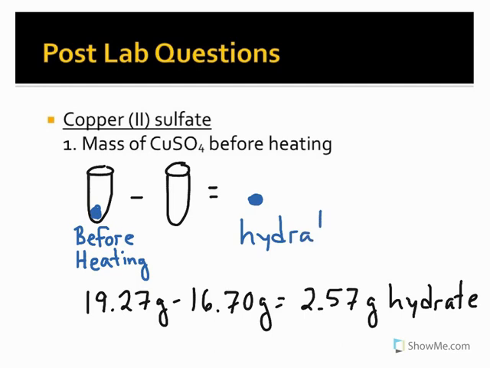The data that I have down here is from when I did the experiment, and my sample size was 2.57 grams of hydrate, which is good. It needed to be between 2 and 3 grams, and so that was a good sample size. Hopefully your sample size is within the range as well.